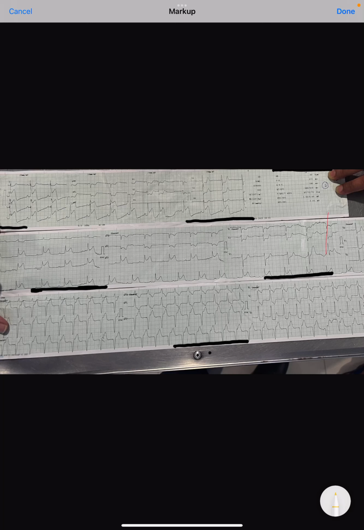Now, this is a very interesting ECG. You can simply pause the video and try to find out what the problem is in these three ECGs. These three ECGs are of the same patient. The ECGs were done over a period of a few hours.